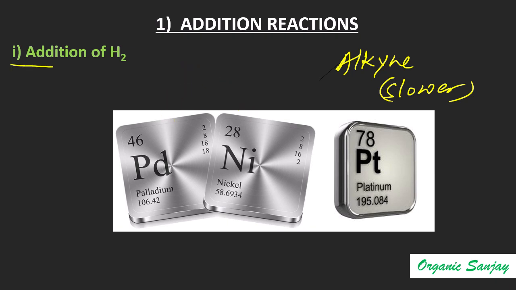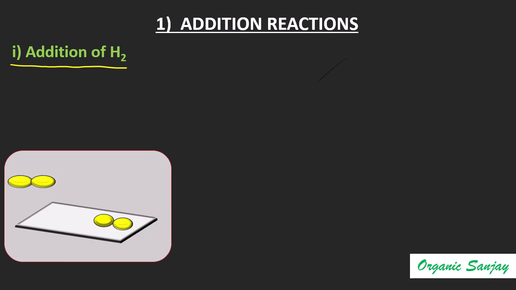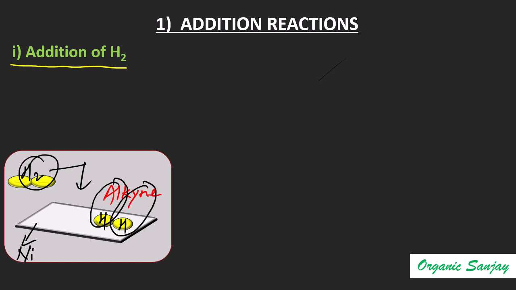Now let me explain the addition of hydrogen. Addition of hydrogen is achieved in the presence of a catalyst like palladium, nickel, or platinum. Let me explain the process very briefly. At first, hydrogen gas is passed under high pressure over this catalyst surface. Let's say this is nickel, and hydrogen atoms will adsorb on this catalyst surface. Then alkyne is passed over this catalyst surface, and the alkyne will add the hydrogen one by one, in its molecule.